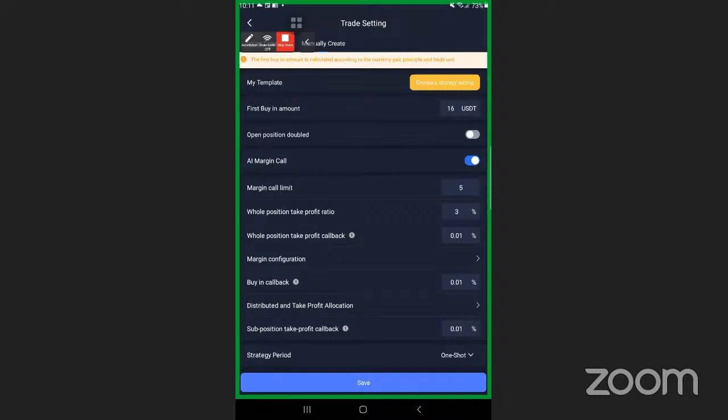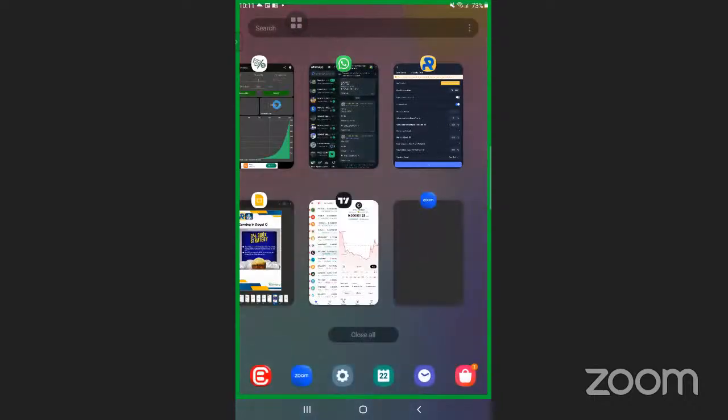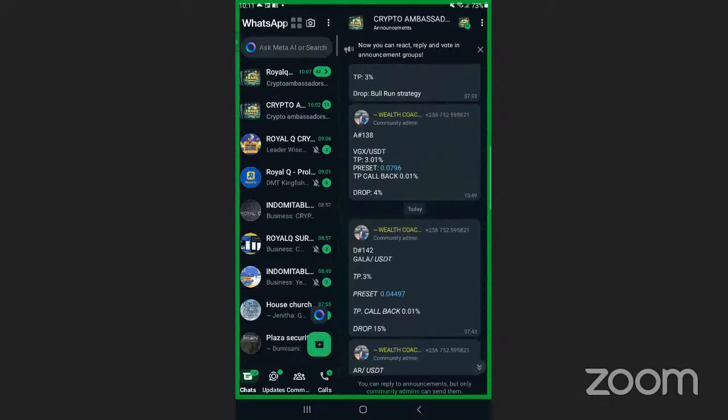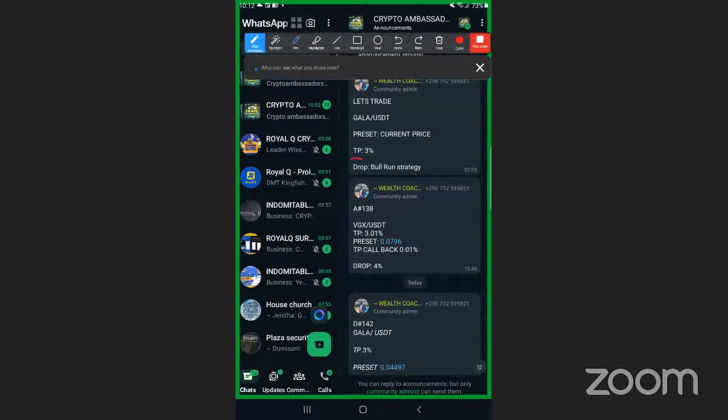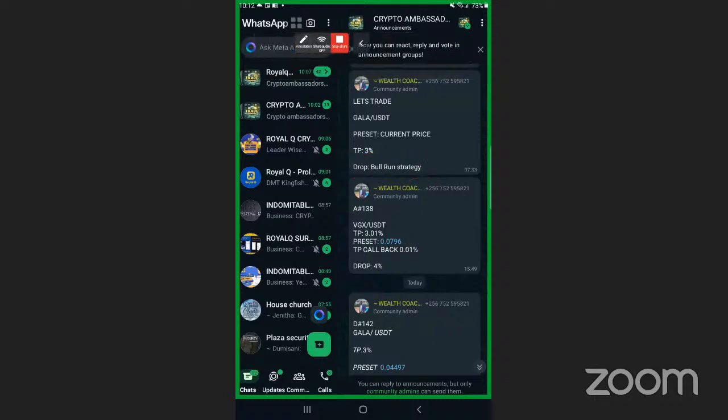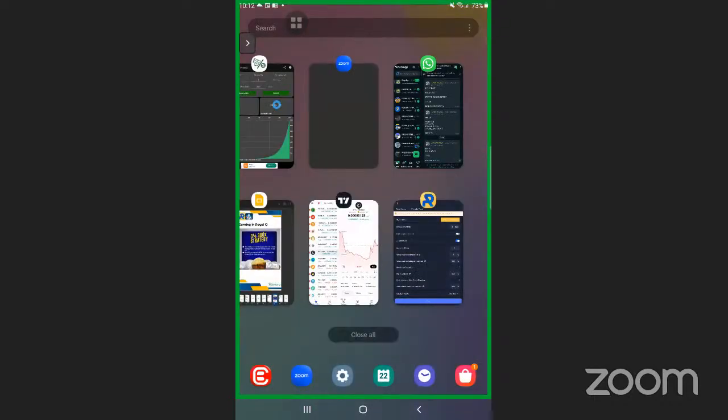Okay, if that is understood, now let's come here and do what we call the bull run strategy on margin configuration, on the drop. Let me come back here. Probably someone has forgotten. I was talking about this type of signal that says drop bull run strategy. So we want to do a bull run strategy drop. How do we put it?